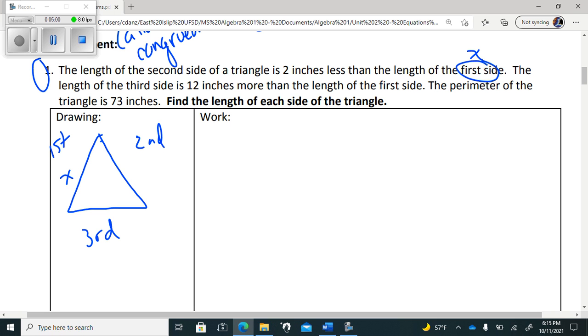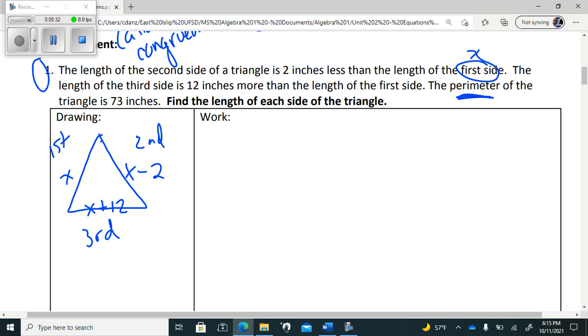So when you draw a diagram, it takes the place of let statements. You don't have to say let x equal the first side. You can just do a drawing and label it. And remember, the second side is 2 inches less than the length of the first side. So that would be x minus 2. Now we continue reading, and it says that the length of the third side is 12 inches more than the length of the first side. 12 inches more than means to add on 12. And here we have our sides labeled.